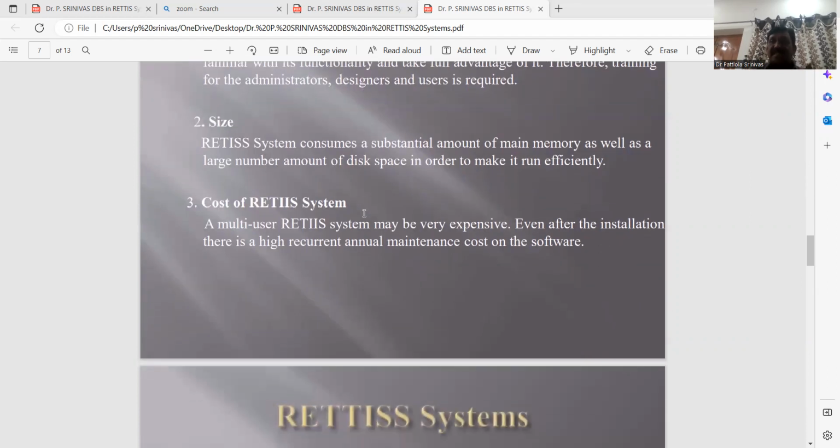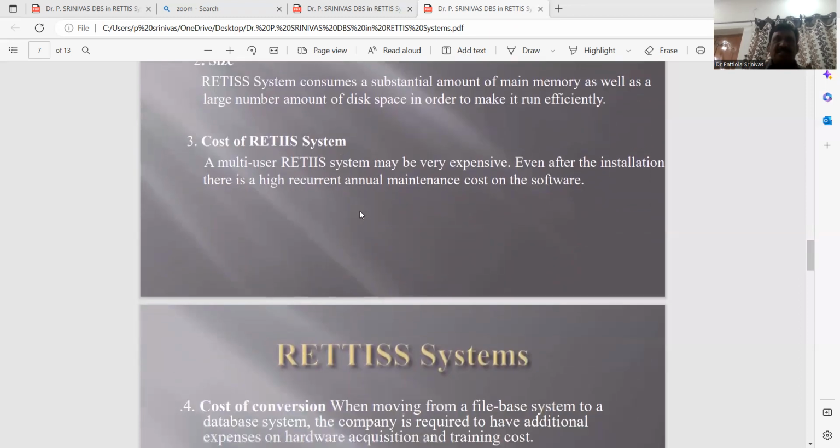And one more is the size. It is very important in your database system. Whenever you use an RDBMS system, it should maintain the size also. A large amount of main memory as well as a large amount of disk space is required. Otherwise, it cannot run smoothly or effectively in an RDBMS system.